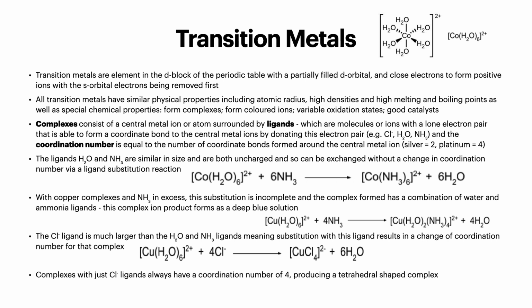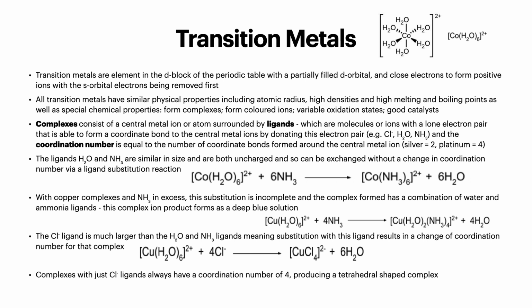So complexes, first up, consist of a central metal ion or atom surrounded by ligands, which are molecules or ions with a lone electron pair that is able to form a coordinate bond to the central metal ion by donating this electron pair. Examples of this are chloride ion, water, and ammonia. You can see an example of this complex idea in the top of the presentation.